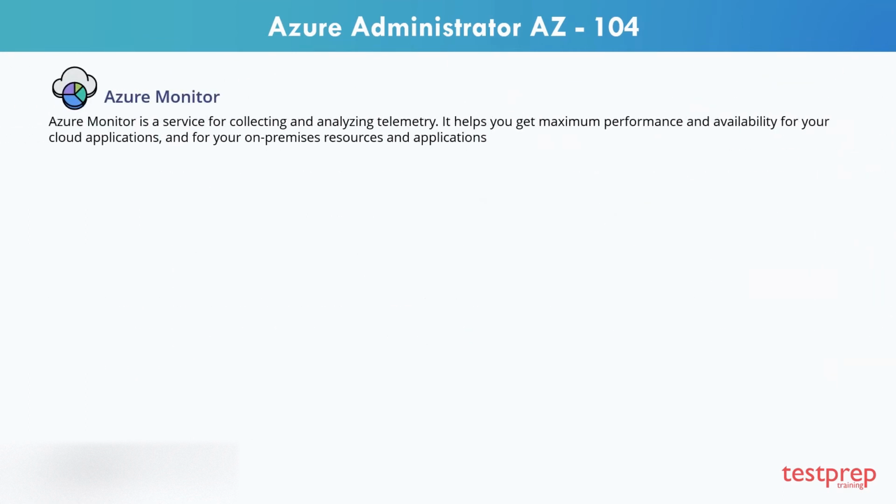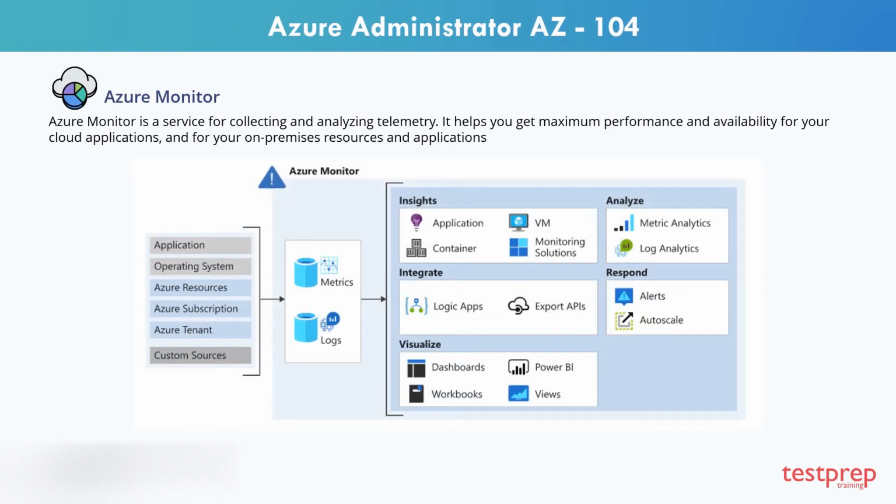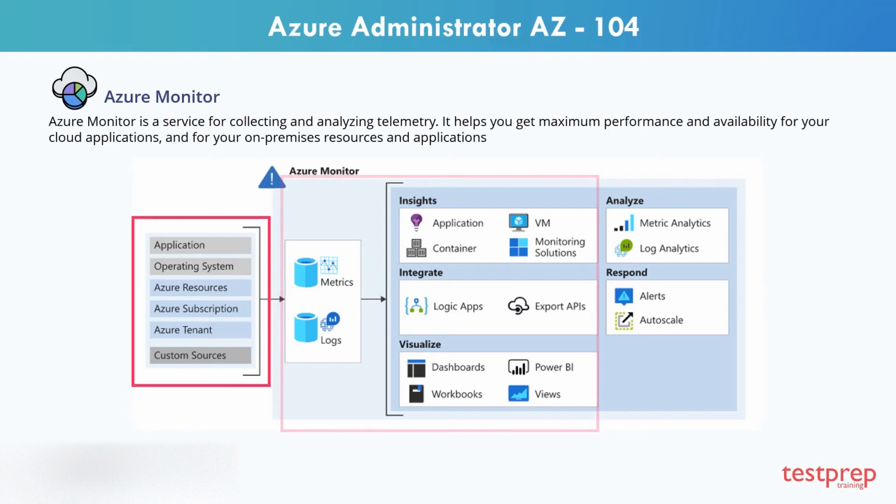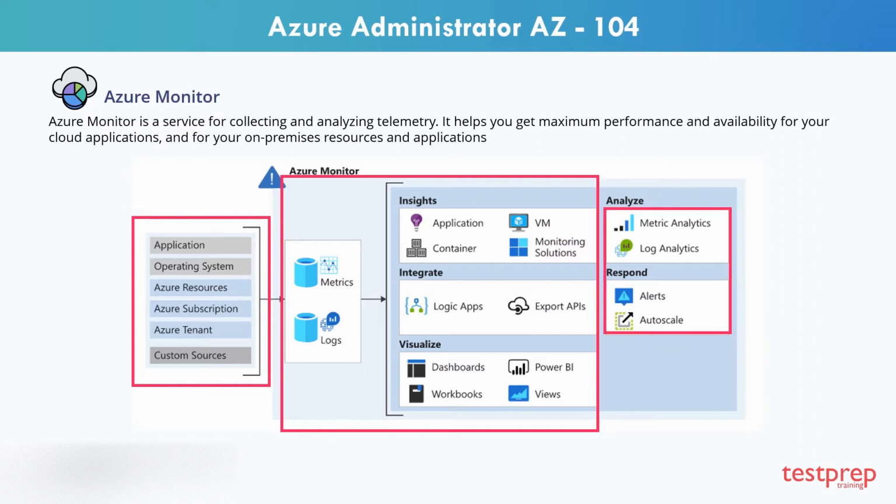Azure Monitor is a service for collecting and analyzing telemetry. It helps you get maximum performance and availability for your cloud applications, and for your on-premises resources and applications. It shows how your applications are performing and identifies any issues with them. The diagram shown gives a high-level view of Azure Monitor. On the left are the sources of monitoring data. At the center of the diagram are the data stores for metrics and logs. On the right are the functions that Azure Monitor performs with this collected data, such as analysis, alerting, and streaming to external systems.